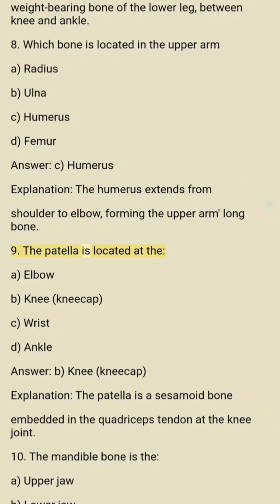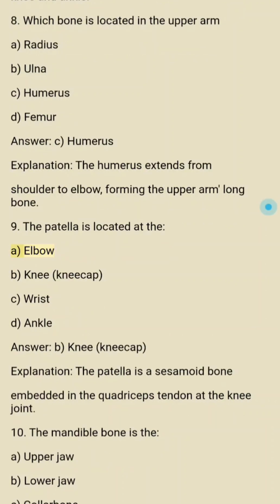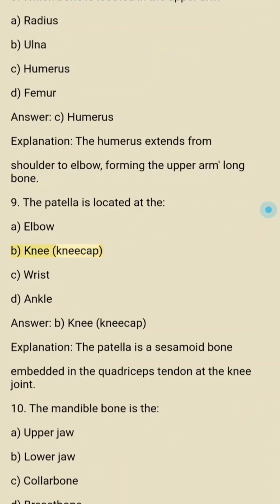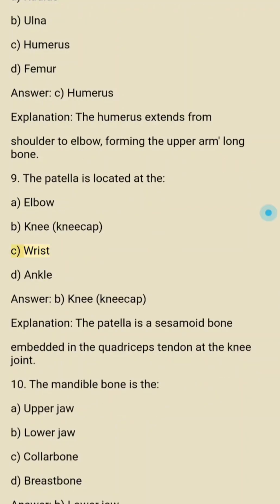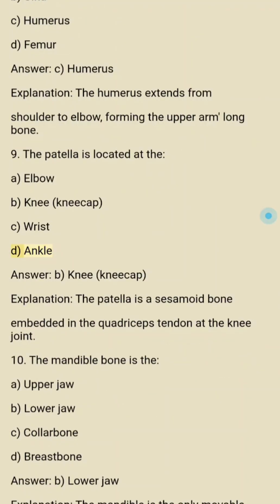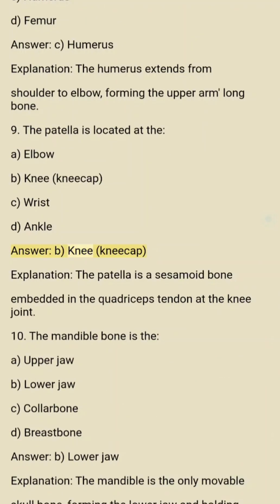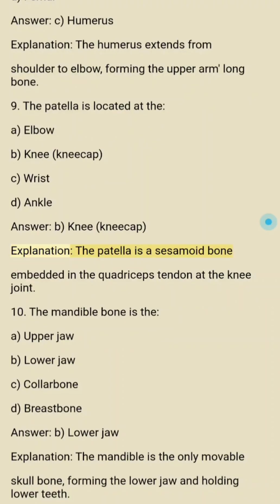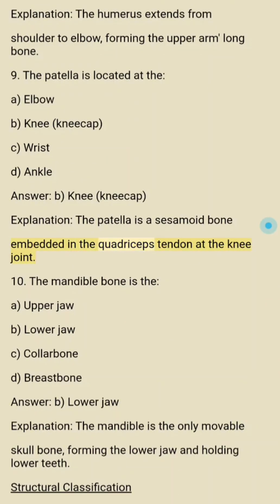9. The patella is located at the A. Elbow. B. Knee, kneecap. C. Wrist. D. Ankle. Answer. B. Knee, kneecap. Explanation. The patella is a sesamoid bone embedded in the quadriceps tendon at the knee joint.